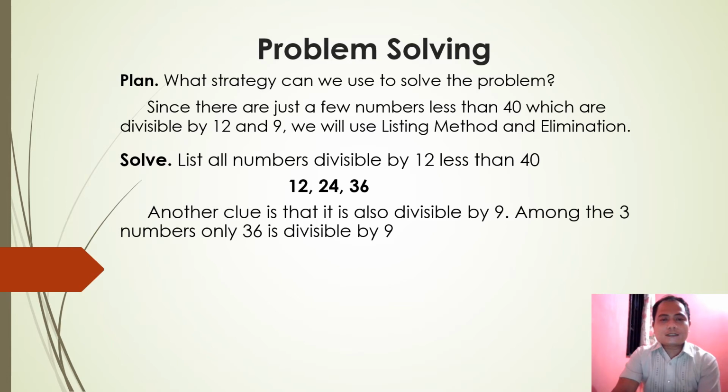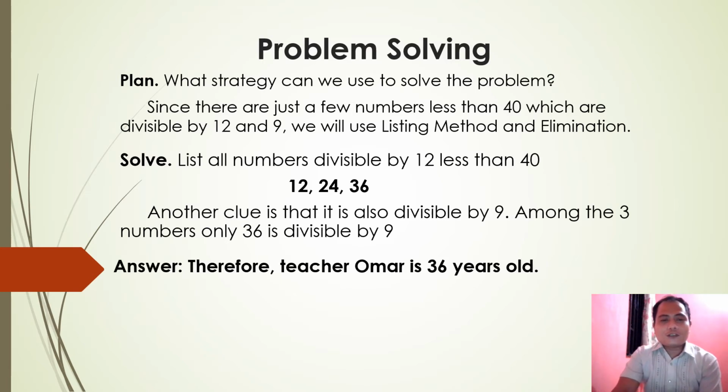So, to solve, let's list all numbers divisible by 12 less than 40. So, the numbers divisible by 12 less than 40 are 12, 24, and 36. Now, let's apply the other clue, that it is also divisible by 9. Among the three numbers, only 36 is divisible by 9. So, yung 12 and 24, out na sila doon because they are not divisible by 9. So, meaning, Teacher Omar's age is, or I am, 36 years old.